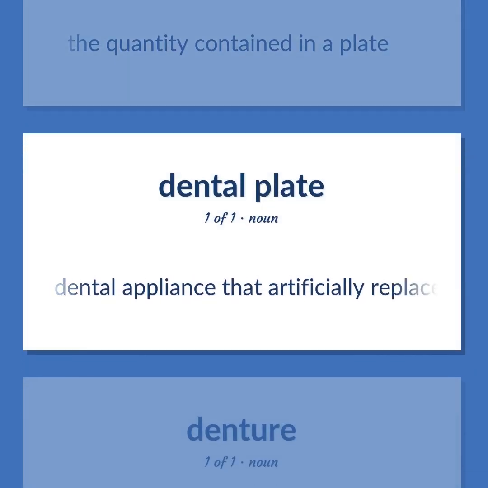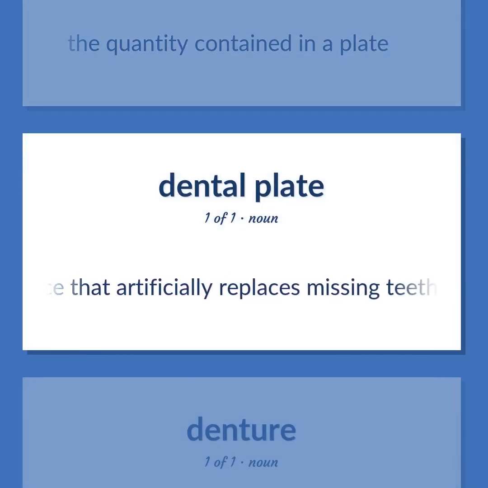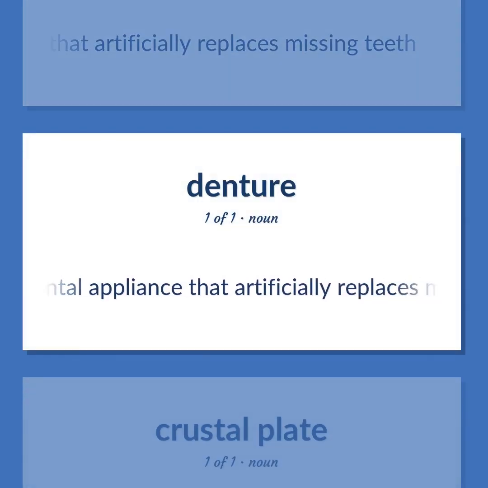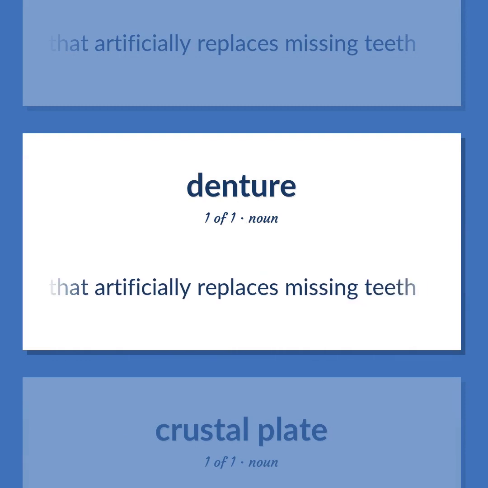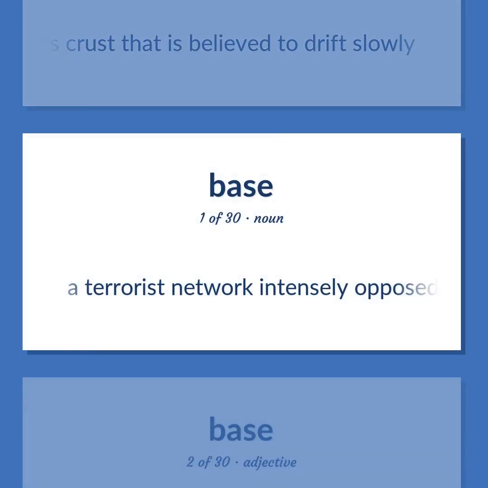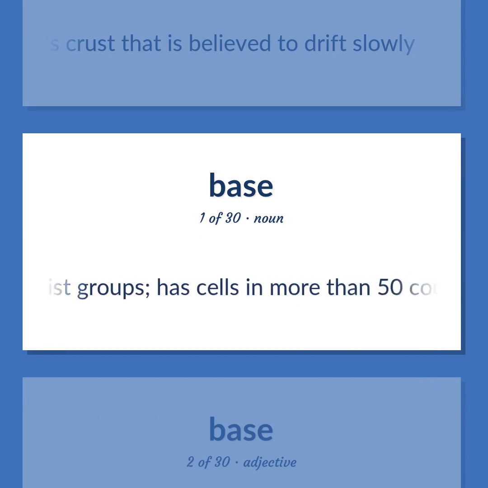A dental appliance that artificially replaces missing teeth. A rigid layer of the Earth's crust that is believed to drift slowly. A terrorist network intensely opposed to the United States that dispenses money and logistical support and training to a wide variety of radical Islamic terrorist groups, has cells in more than 50 countries.